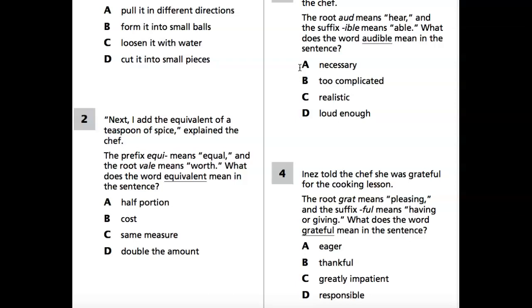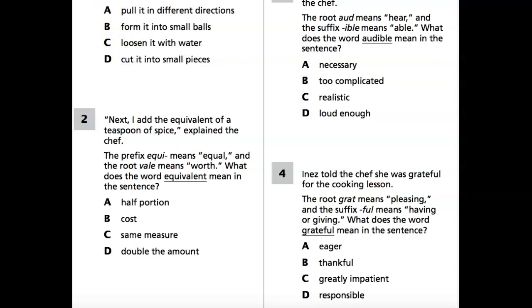Let's take a look at this. A, eager. B, thankful. C, greatly impatient. D, responsible. All right, I'll let you determine what grateful means. Having, pleasing, or giving pleasing praise, maybe? Okay. All right, I hope that helps you. And that's it for that page.